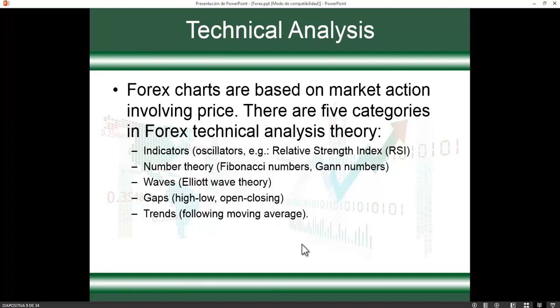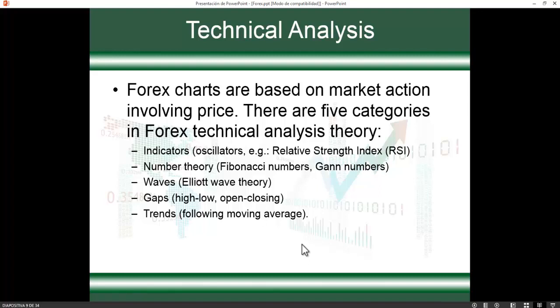And then we have trends. So following moving averages and how the price is creating a trend, is trending. Is it going up, down? What is it doing?